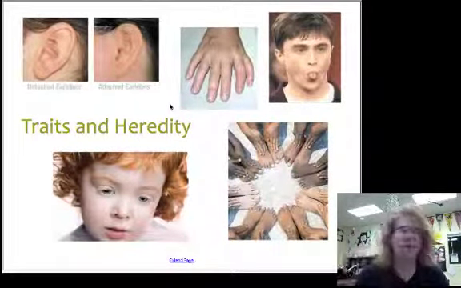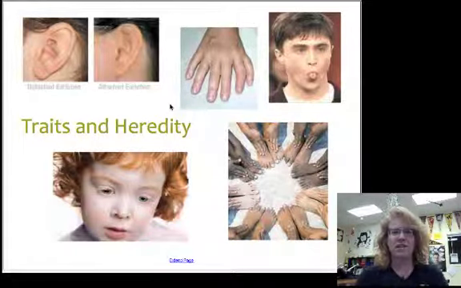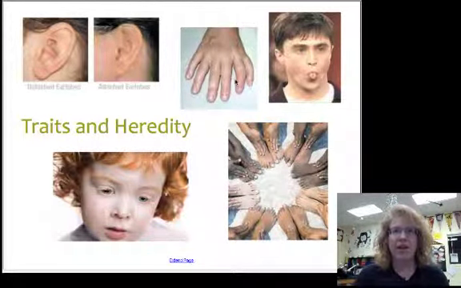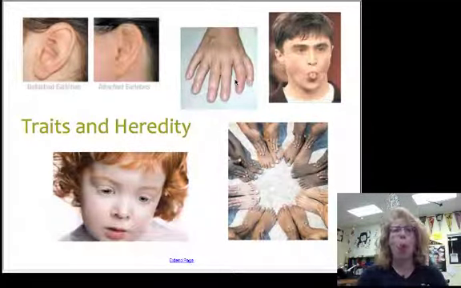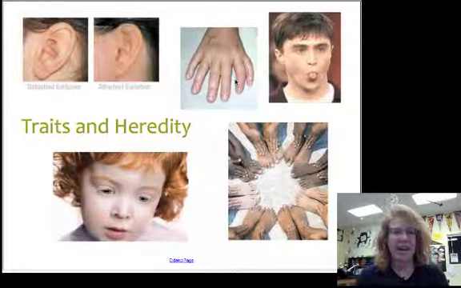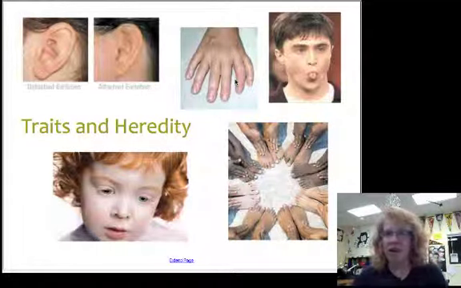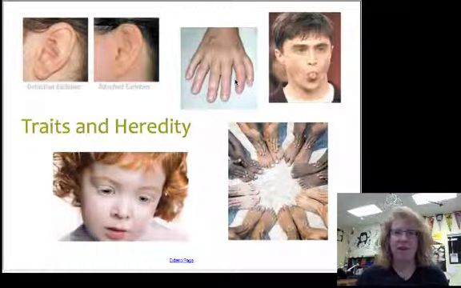Mine are unattached. Do you have 5 or 6 fingers on your hands? This gentleman here in the middle has, unfortunately, 2 thumbs. Can you roll your tongue? Or not, some of you can't. What color is your hair or your eyes? And I've got my funky kind of red hair. It's not as red as it used to be, but it was this color.